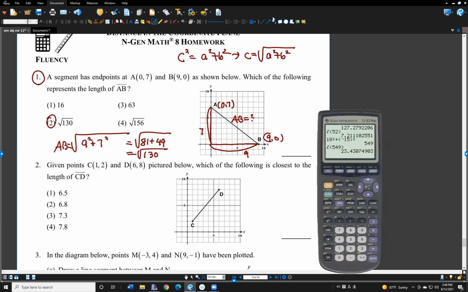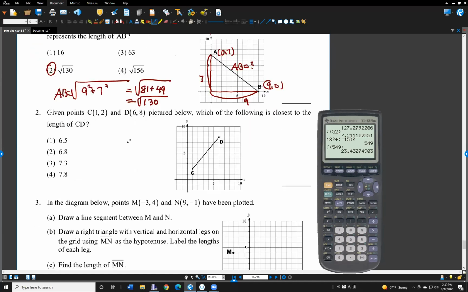All right, number 2. We have the points 1, 2 and 6, 8, still a graph. You can use the graph over here. This is a right triangle. This length is how much? 6 minus 1, right? Because this point is 1 and 2. x2 minus x1, 5, right? 1, 2, 3, 4, 5. This side is 5. This side, how much? 8 minus 2 is 6. We already got two numbers.